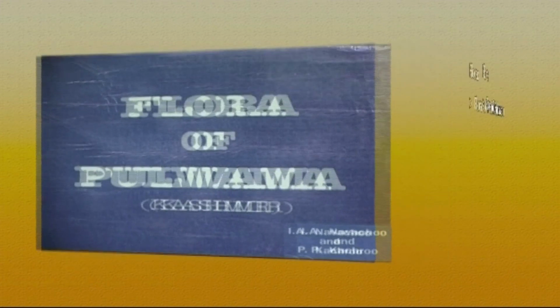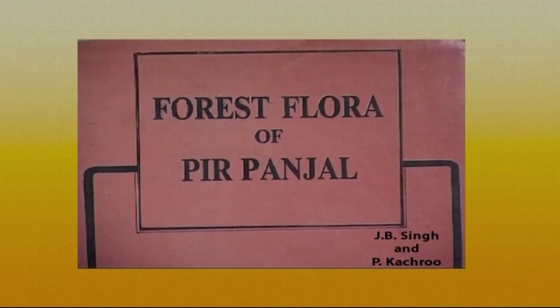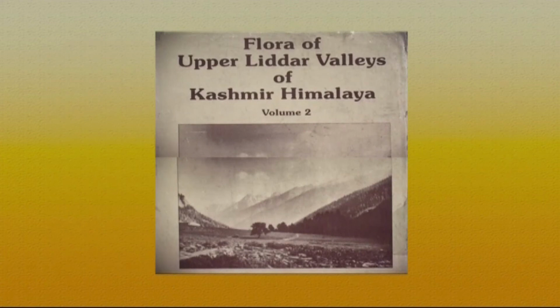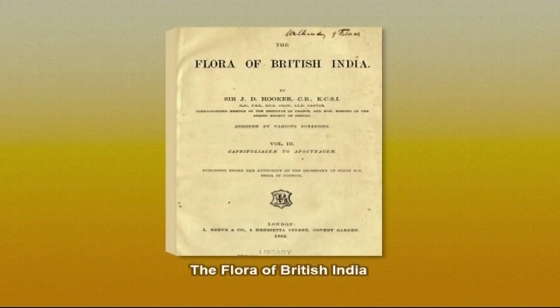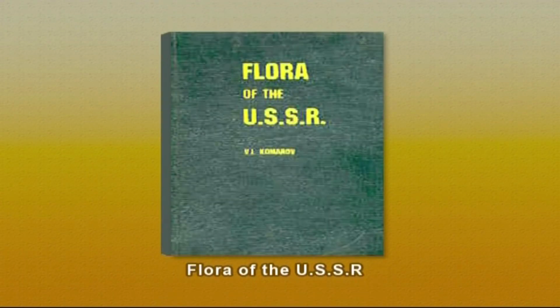Some of the examples of local floras are flora of Pulwama, flora of Pir Panchal range, flora of Upper Lidder Valley, flora of Delhi, flora of Andamans. Then we have regional flora. It includes a larger geographical area, usually a large continental area or phytogeographical region. The classical examples are the flora of British India, flora of USSR, Flora Iranica.